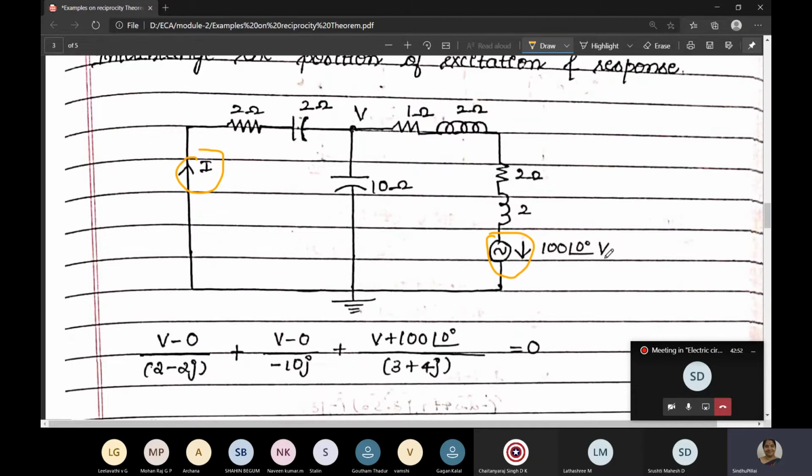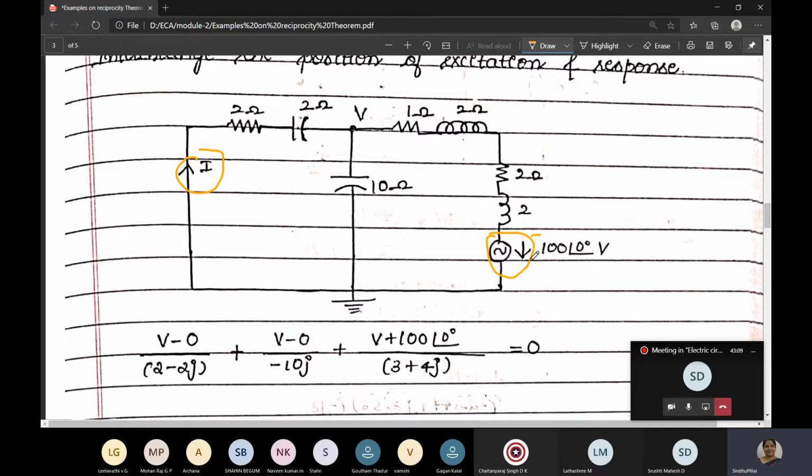As usual, go with the node analysis. So it is (V minus 0) divided by 2 minus 2J. Here it is 2 minus 2J. Here it is minus 10J. See here, you have to remember, this represents what?